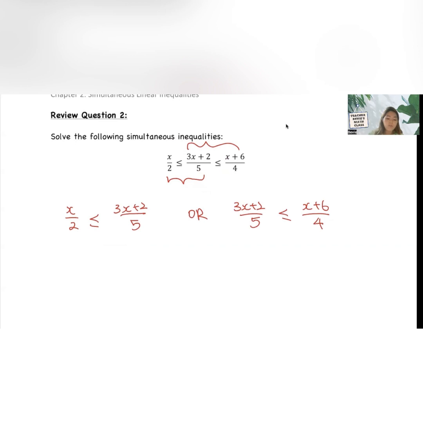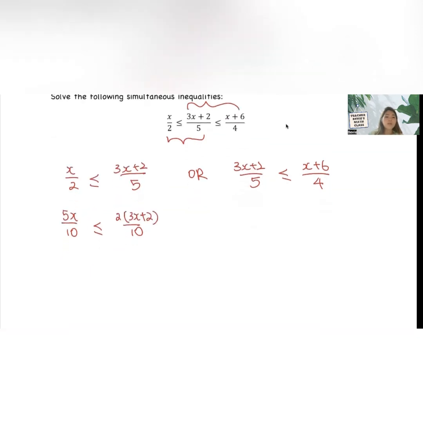So for the first portion over here, I have a denominator of 2 and a denominator of 5. The common denominator between these two will be 10. For the first one, I have to multiply it by 5. And for the second one, I will have to multiply it by 2. Now that my denominator is the same, I can cancel them away, and I will just focus and work on my numerator itself. So I have 5x smaller or equals to, I'll expand this in to become 6x plus 4.